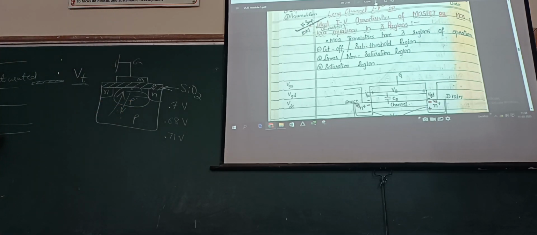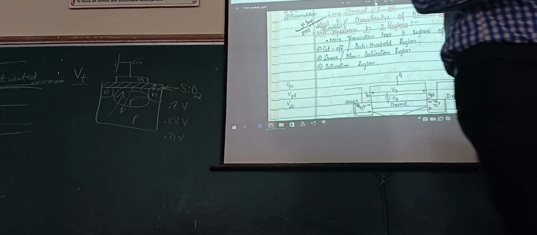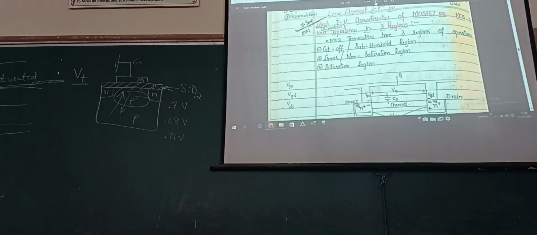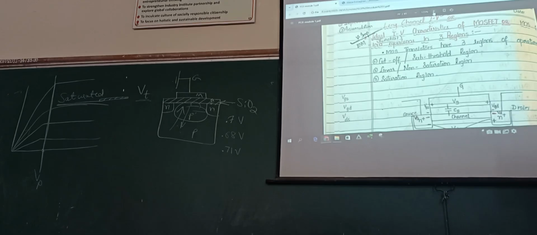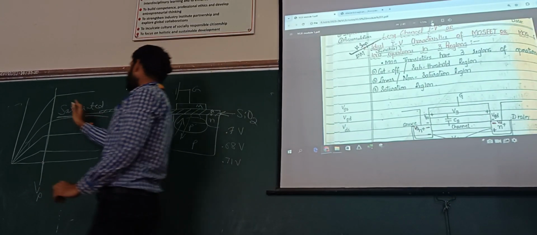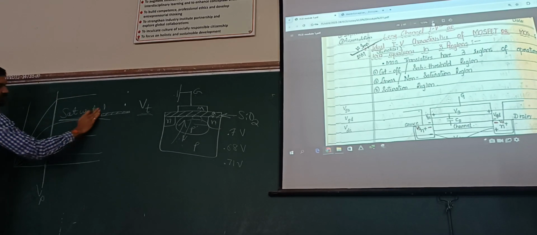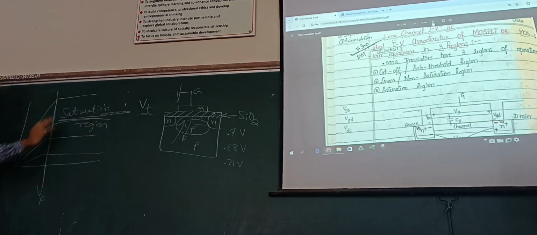So here, where the current is getting saturated, that is called the saturation region of operation, where the current is constant, the current does not change. So this region of operation is called the saturation region, or the MOSFET is in the saturation region here. Current is saturated.